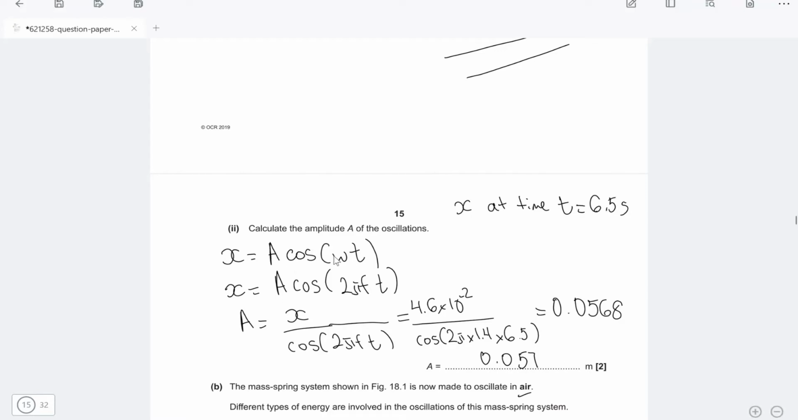Well, because omega is 2 pi f, x will be a cosine 2 pi f times t, and we're actually given everything in this equation but the amplitude, so we can directly rearrange it. We know that x is 4.6 times 10 to the power minus 2, given in the previous part of the question, and we take the cosine of 2 pi times the frequency, which we've just found to be 1.4, times the time, 6.5. If we plug that into a calculator, we're going to get approximately 0.057 up to 3 significant figures.